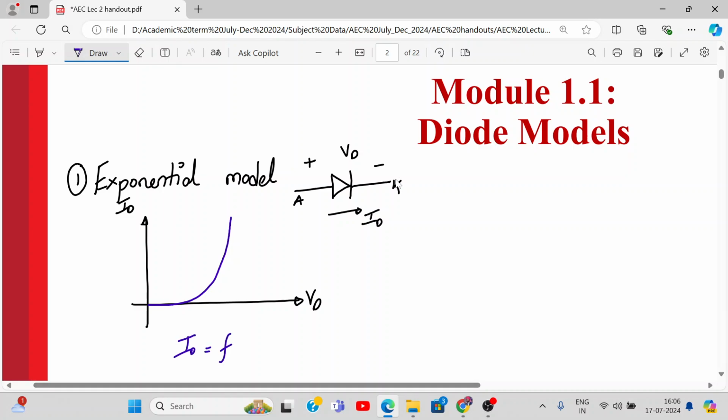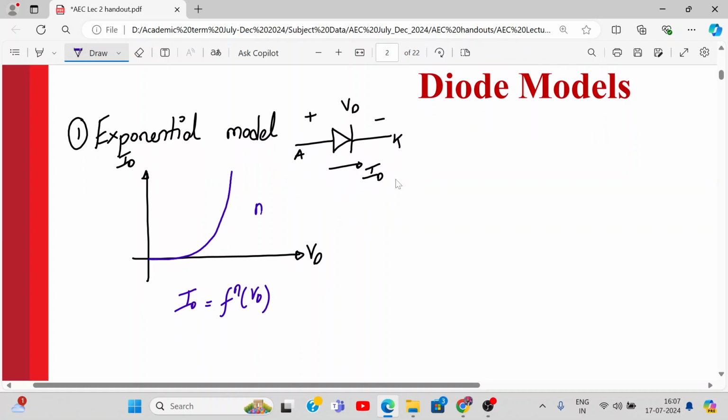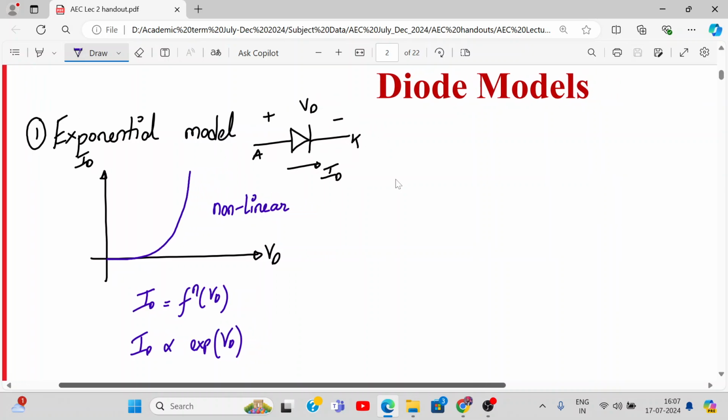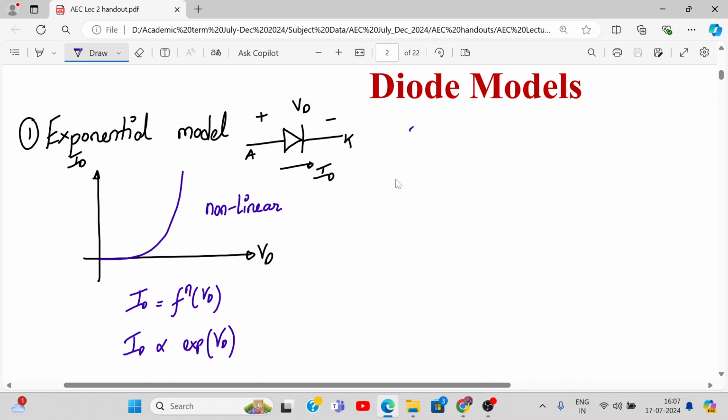was a function of VD, but this function of VD was non-linear because this curve is a non-linear curve. I guess you know the relation between them, right? ID was proportional to exponential of VD. We have seen that before. All right, so that means it is non-linear. And when we use this model directly in your numerical analysis, it will lead to a differential equation, which will be tedious to solve. That's why we go for an approximate model now.